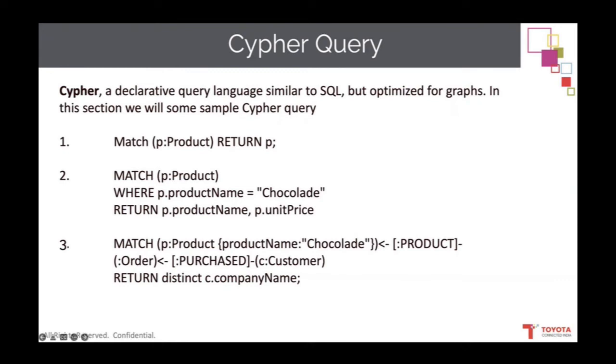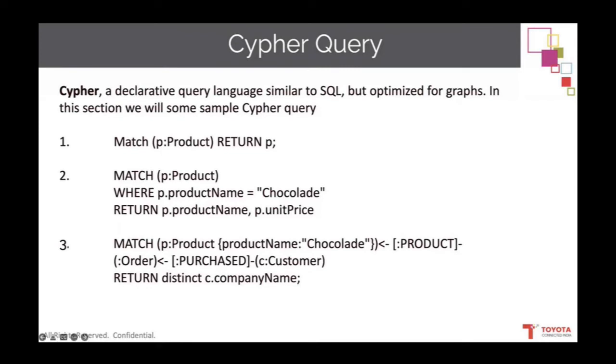The first query is match product and return P. This is very similar to select star from a table called product. The second one is match product, where product name is chocolate, and return two of the columns. This is very similar to select product name, unit price from the table product, where product name is chocolate. So that is how it is.